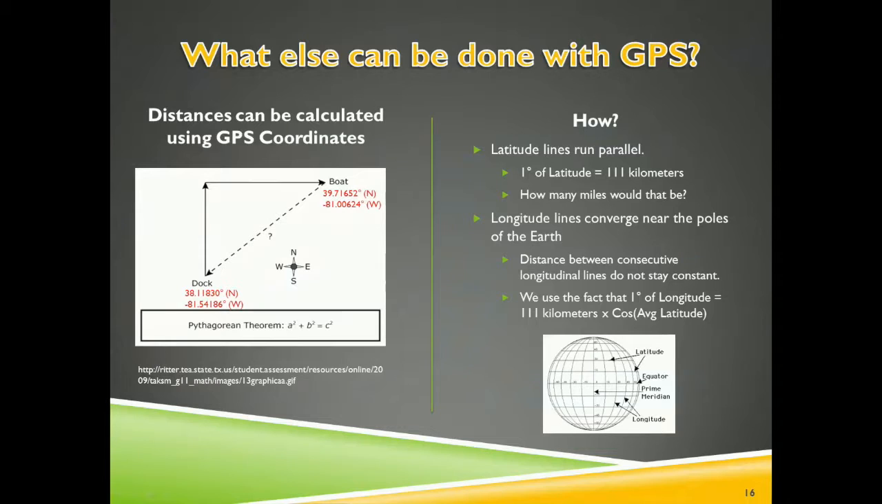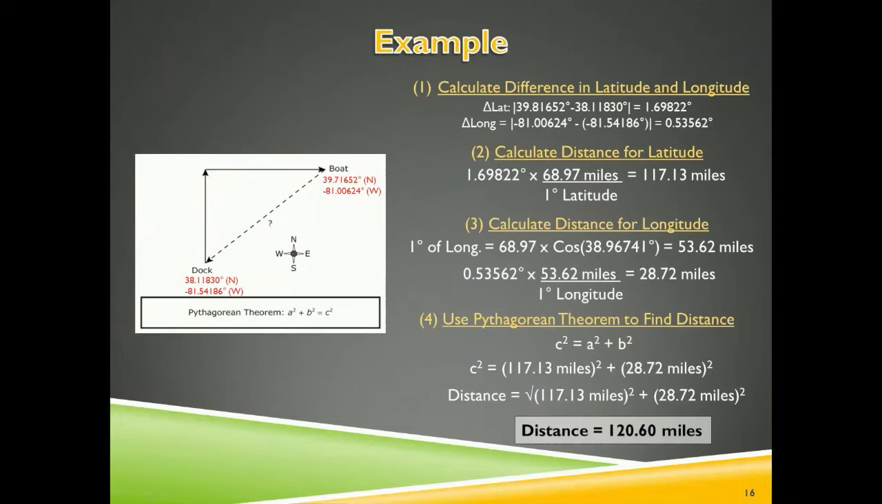Longitude lines converge near the poles of the Earth. Therefore, the distance between consecutive longitudinal lines does not stay constant. Therefore, we need to apply trigonometry. We can use the fact that 1 degree of longitude equals 111 kilometers times the cosine of the average latitude.